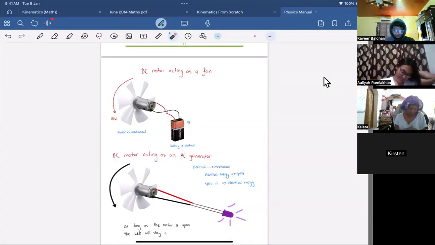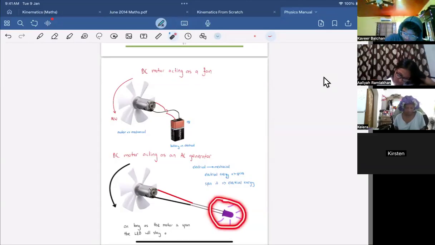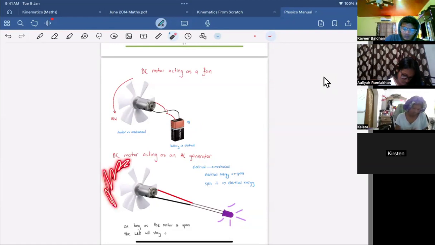Justin, you didn't label the first diagram though. You're supposed to put DC motor acting as a fan. And you're supposed to show that it's spinning. And over here you need to put this as well. Justin, what is making the LED light? What is causing the LED to light up? The motor in the fan. Okay, so if I just connect it to the motor by itself, it'll light up. Oh wait, no. When you spin the fan. Right, so you need to show that. Okay. Show that.